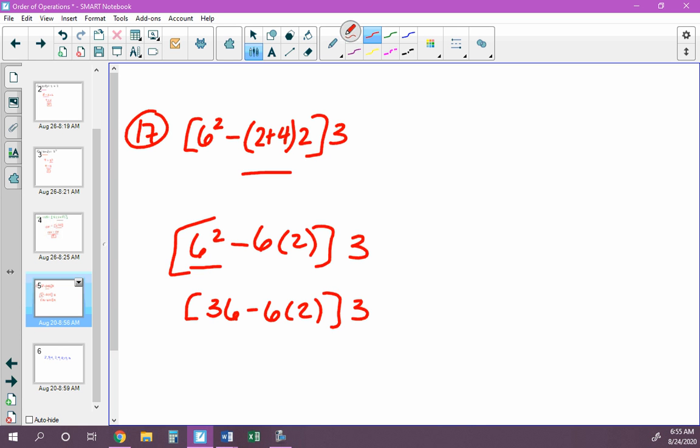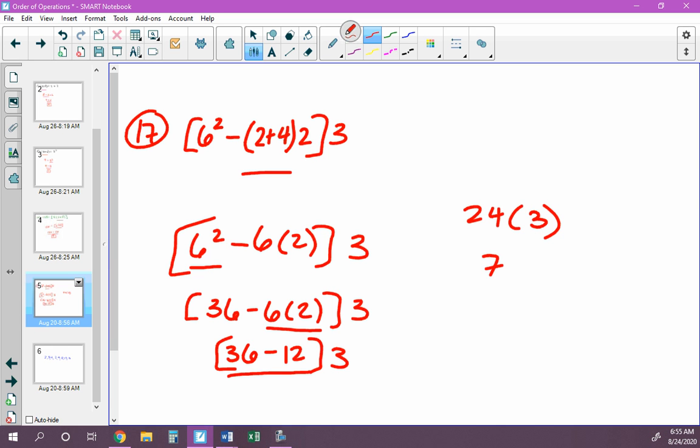Okay, now inside my parentheses I've got subtraction and multiplication, so I need to do multiplication first. So 6 times 2, I'm sorry, is 12. Now I need to move inside my bracket. I've got subtraction, so 36 minus 12 is 24. Now I can drop the brackets because everything inside is simplified. 24 times 3 is 72. So 72 would be my final answer for that one.